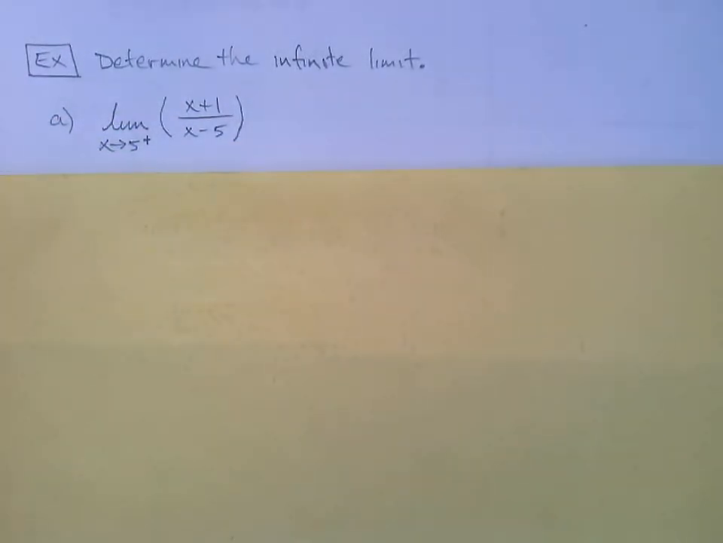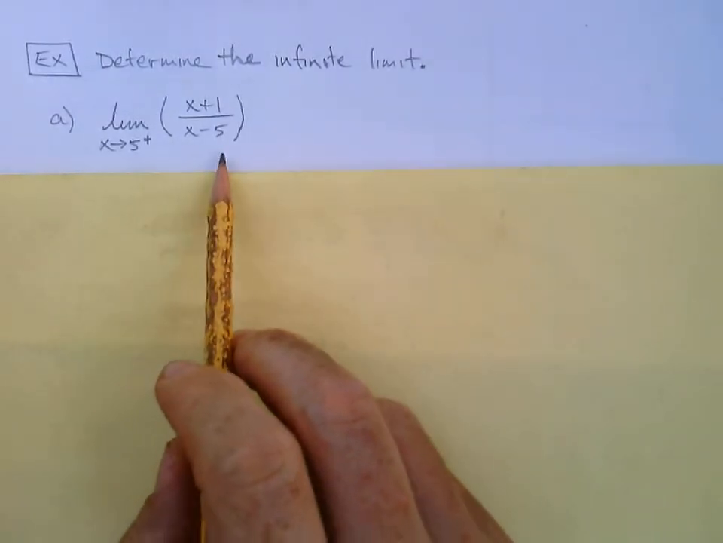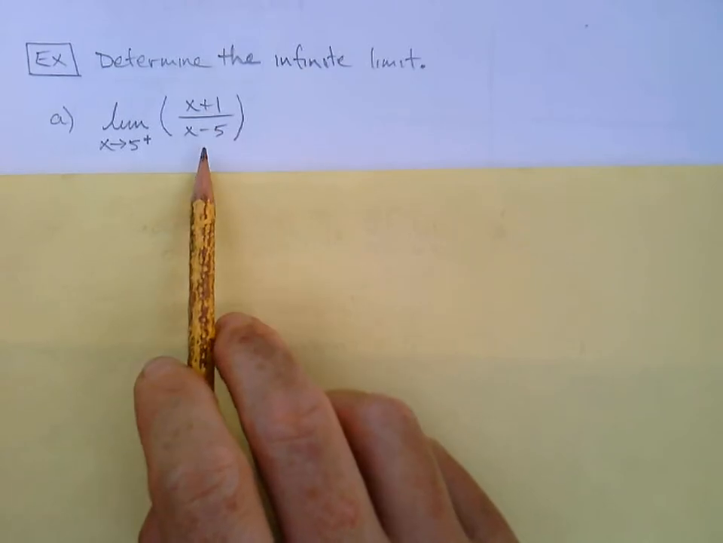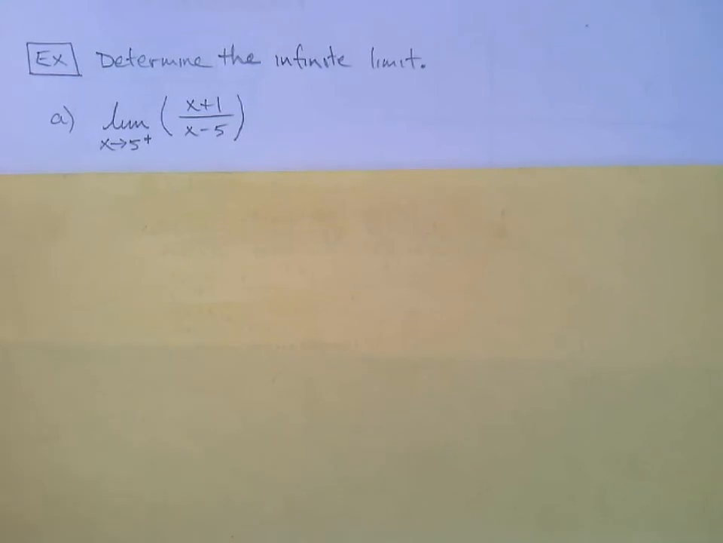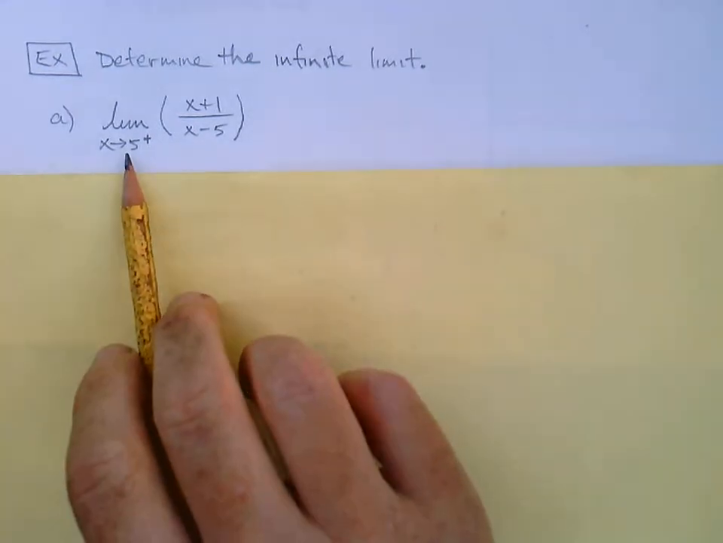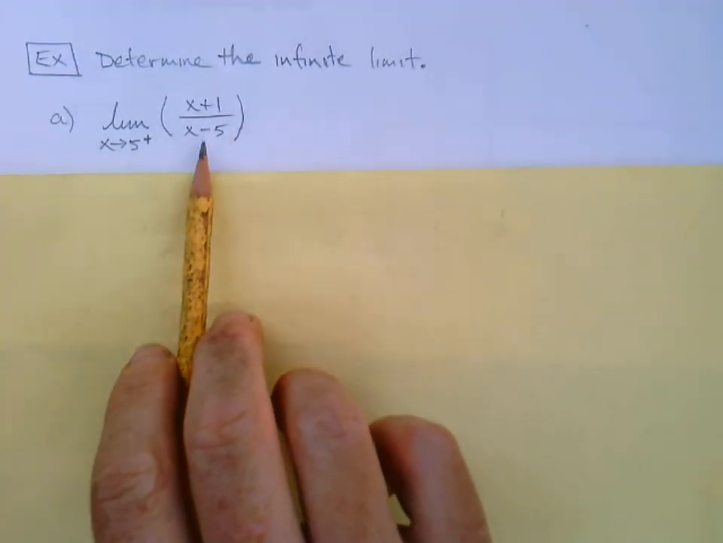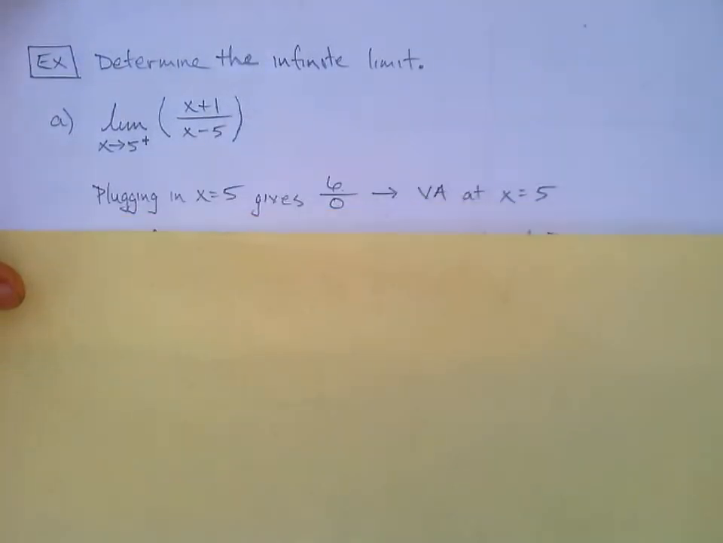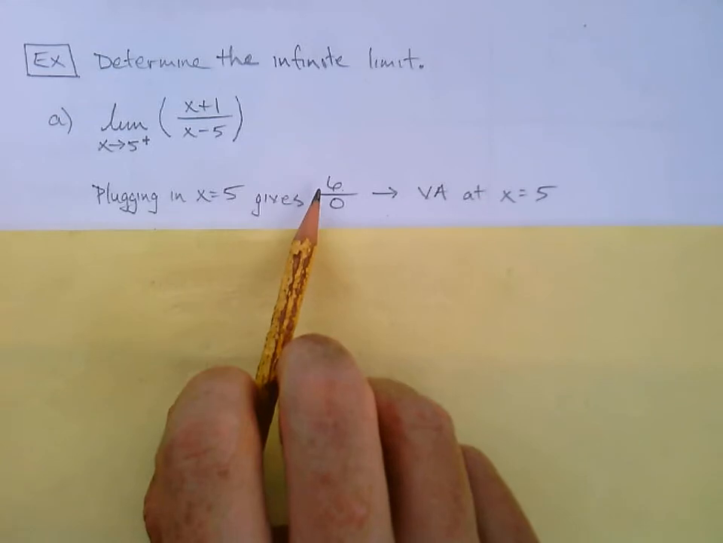How about this? The limit of x plus 1 over x minus 5, x approaches 5 from the right side. Okay. Now, just like any limit problem, we would always begin by simply trying to plug in the 5. So let's try that out. If we plug in the 5, what happens? Okay, let's see. Well, plugging in x equals 5, well, that would give us 6 over 0.